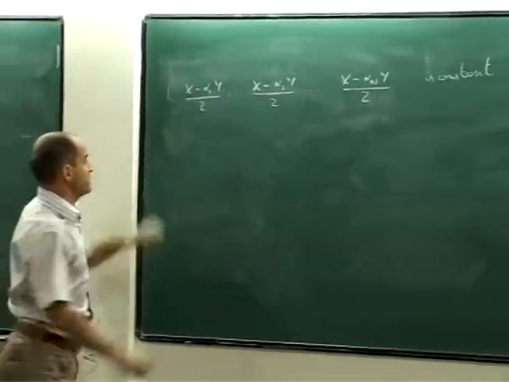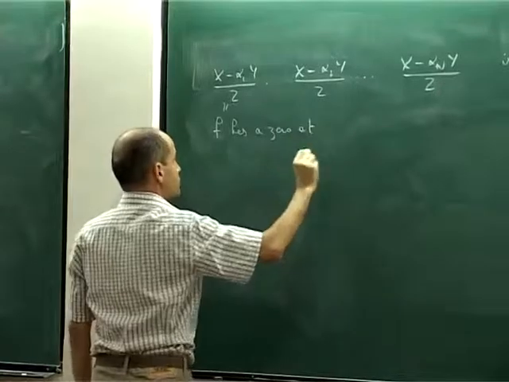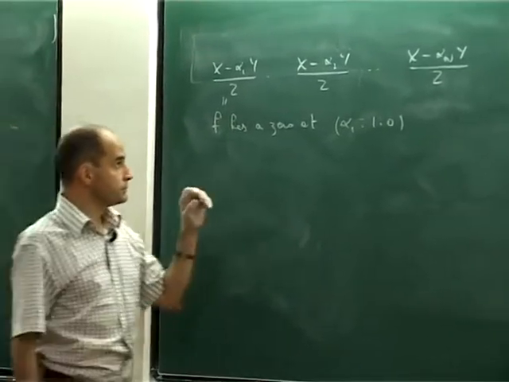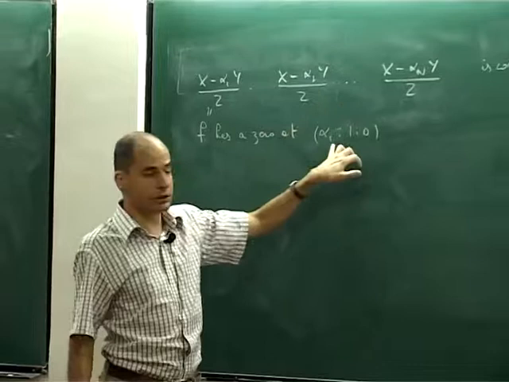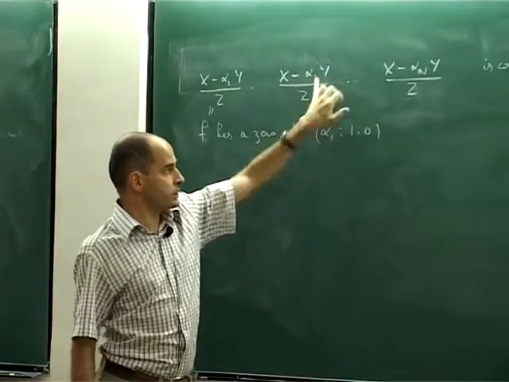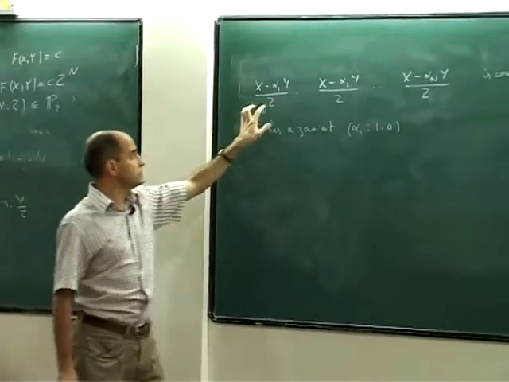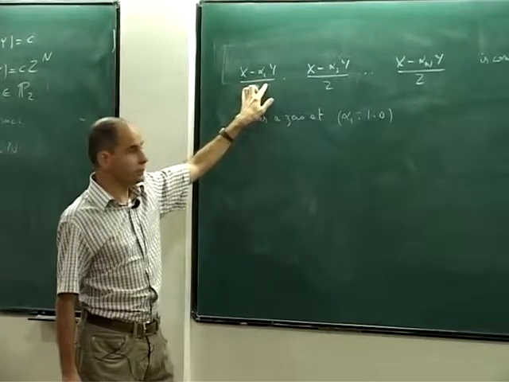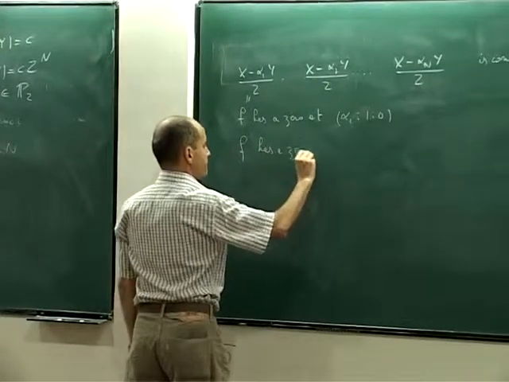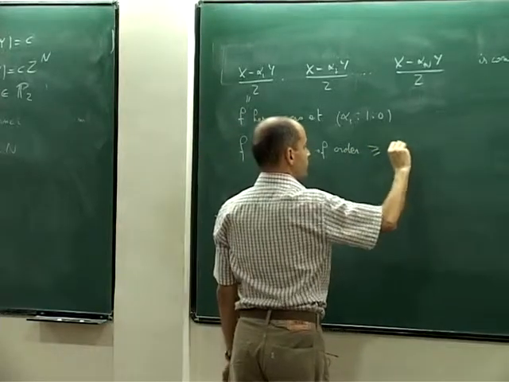The first one has a zero at the point alpha 1, 1, 0. And all the others have poles at this point, because z vanishes and the numerator does not vanish at alpha 1. So, since the product has no pole, the zero here is sufficiently big to kill all the poles here. So f has a zero of order at least, actually exactly, n minus 1.